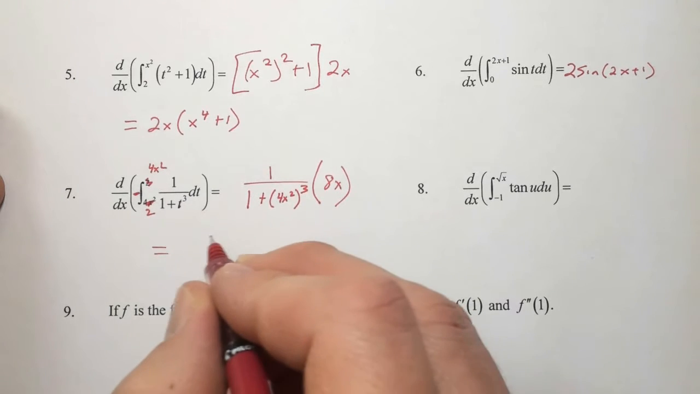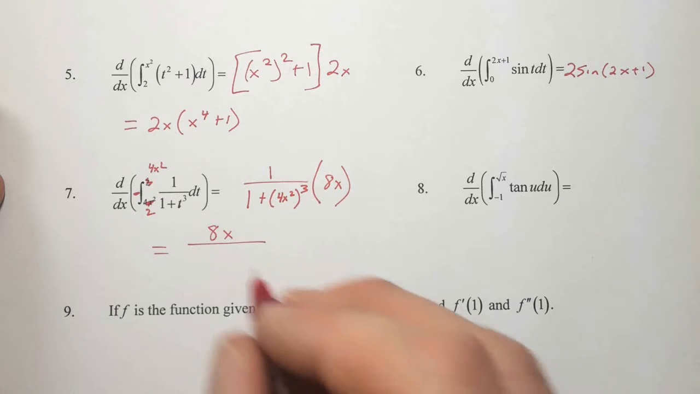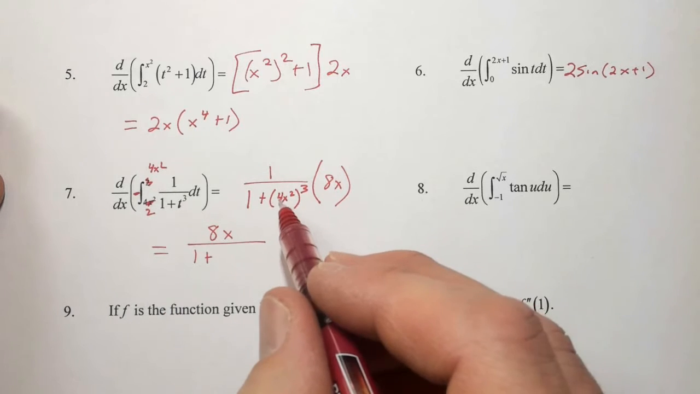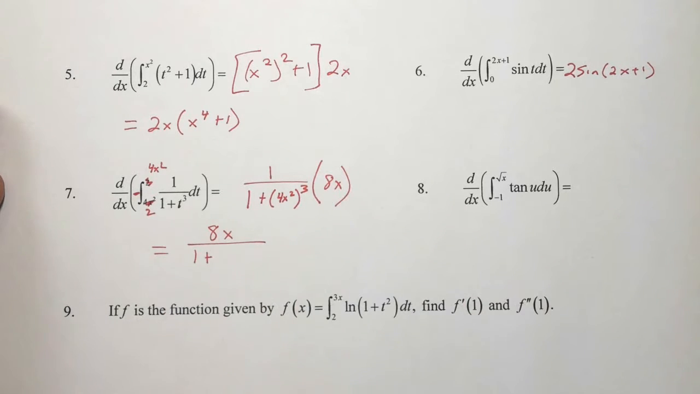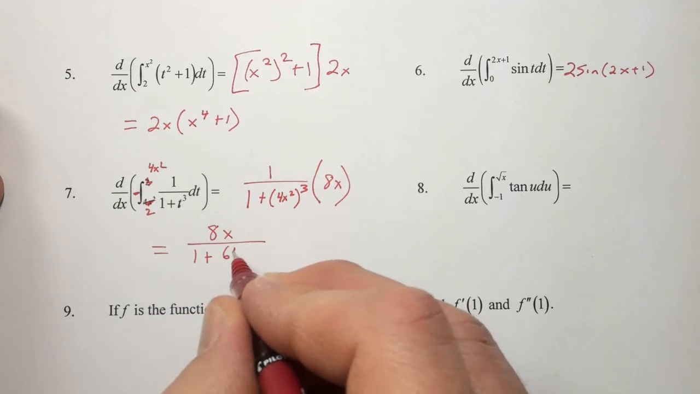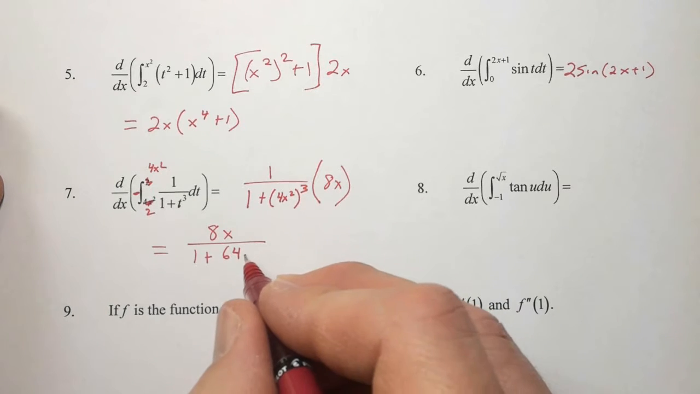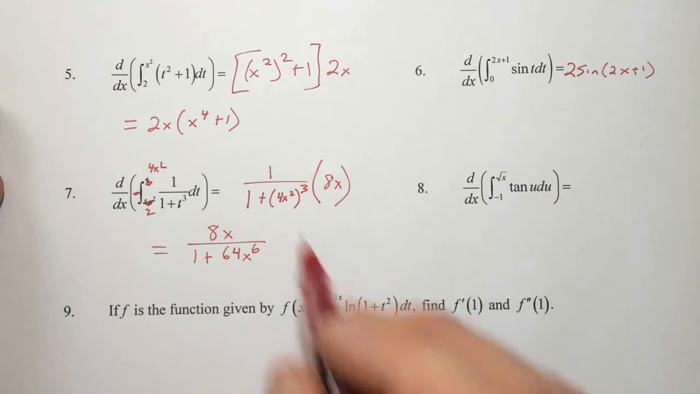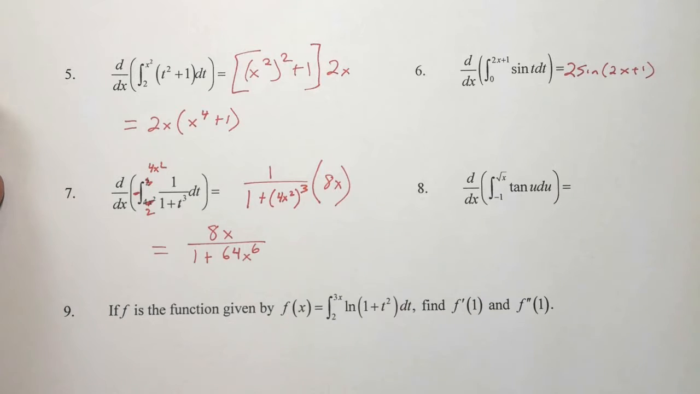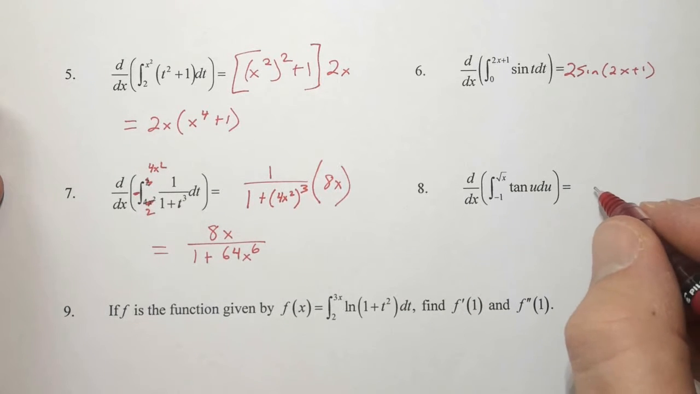And if we simplify this just a touch, the 8x can move into the numerator. And then we have 1 plus, and keep in mind that both the 4 and the x squared are being cubed. 4 cubed is 4 times 4 times 4, or 64. And x squared cubed means that we multiply the exponents, so we have x to the 6th. Both answers are correct.